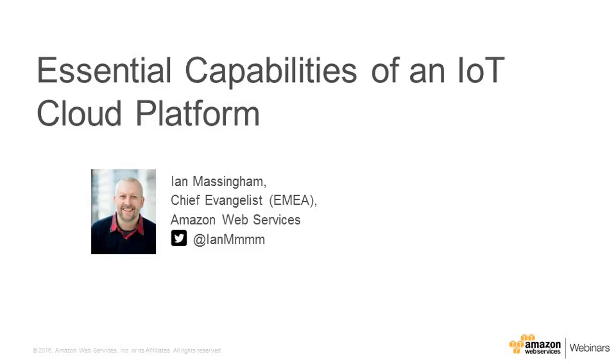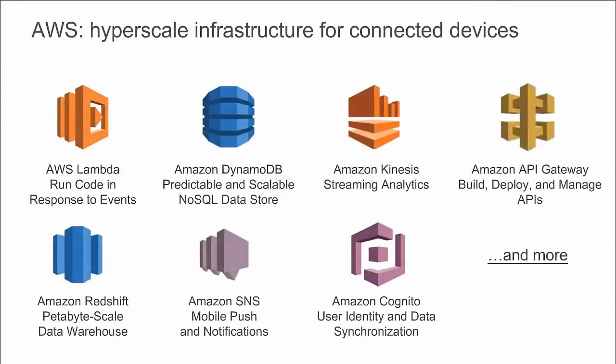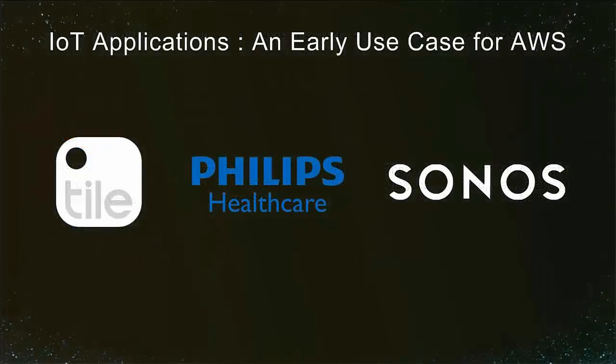So AWS IoT, which we launched in November 2015 at AWS re:Invent. But AWS was actually used extensively prior to the launch of AWS IoT for connected device and Internet of Things applications. It was a popular early use case for AWS, and we had significant customers using AWS for this type of service before we launched our IoT service proper back in November, December 2015, as I said.